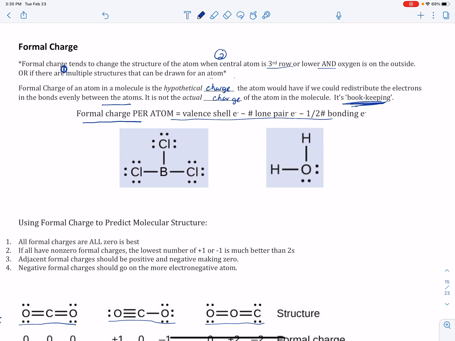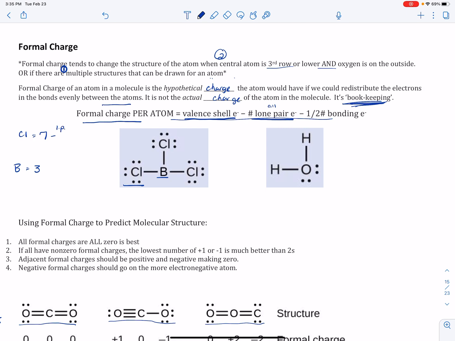So let's start by looking at this chlorine right here. So chlorine, and then we're also going to look at boron. So I'll do them kind of at the same time. So the formula is that the formal charge is the valence electrons. So for chlorine, that's 7. Boron, that's 3. You can go back and look at valence if you're not sure. Minus lone pair electrons. And that's all of the lone pair electrons. So I'm just going to put LP.